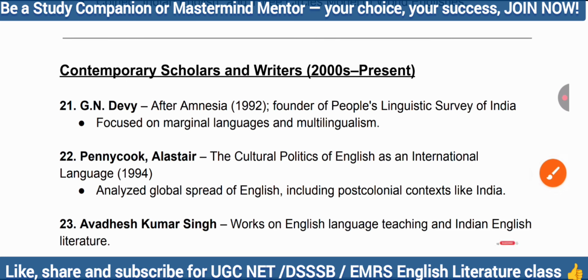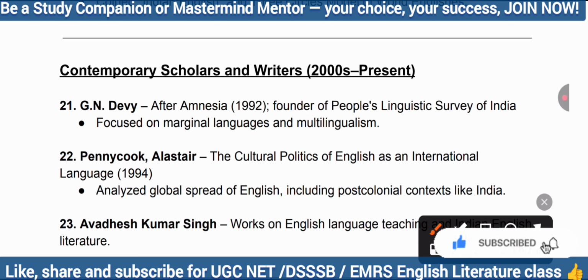Then in the contemporary world, we will see who were the scholars who continued writing their work in English. They did not discard it. So G.N. Devy, we have a very important writer, After Amnesia, 1992, who also founded the People's Linguistic Survey of India and also focused on marginal languages and multilingualism. Very important. You'll see many questions.